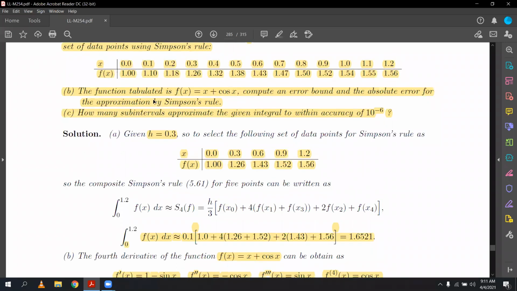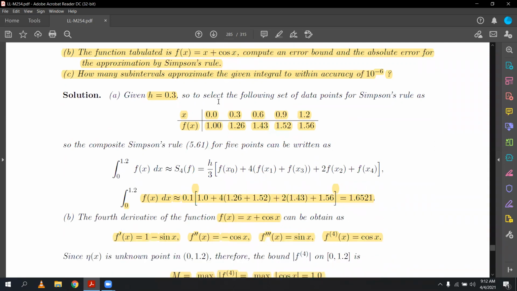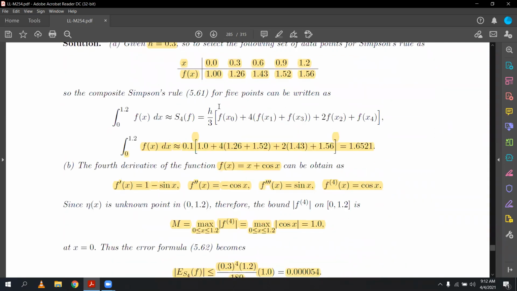What is the second part? He said the table for this one is given, f of x is equal to x plus cosine x. Now he said compute the error bound and the absolute error. Yes, the teacher can ask you the absolute error here, because the absolute error for this problem is very simple, because we can easily find the exact value. So how can you do this? First, we need the error bound formula.